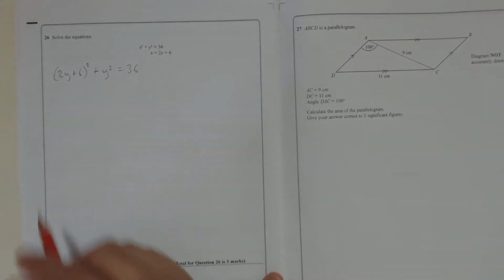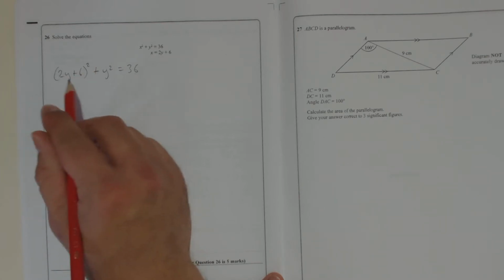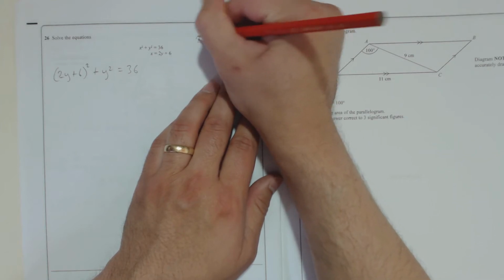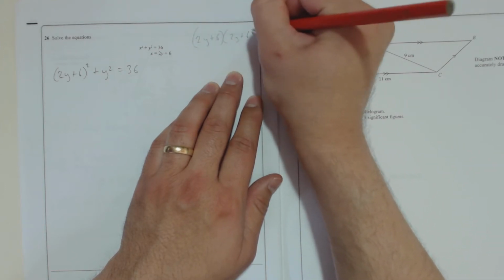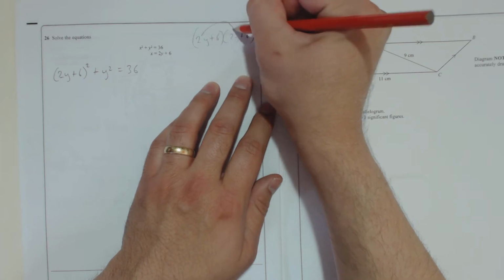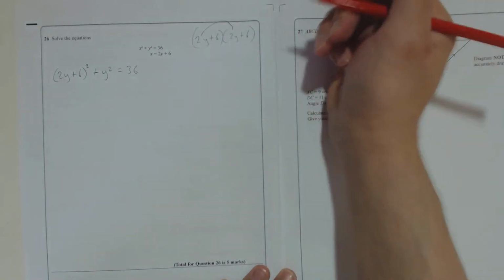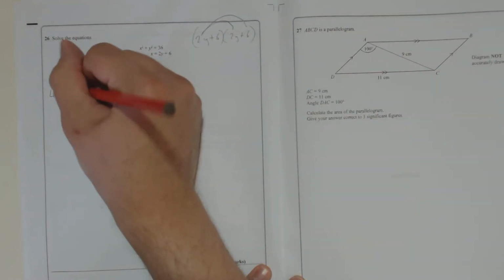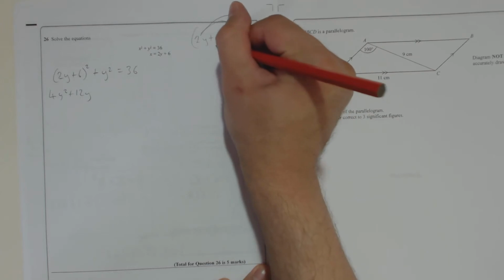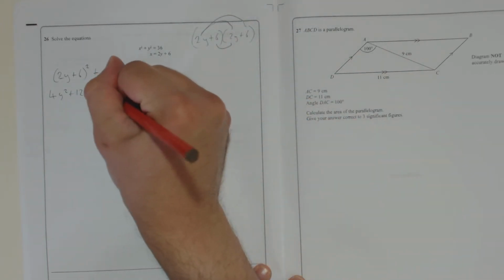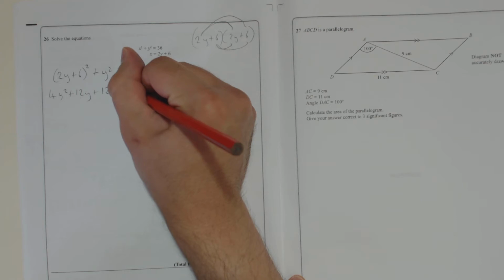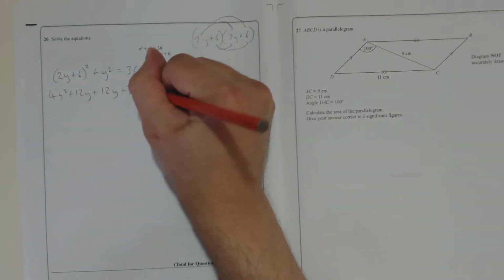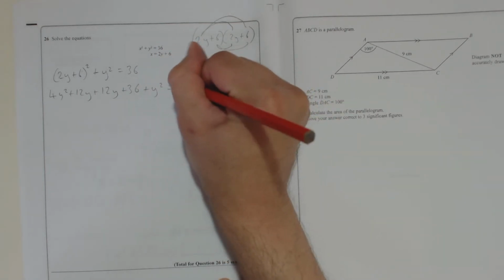Now we need to multiply this out. (2y plus 6) all squared is the same as (2y plus 6) multiplied by (2y plus 6). So use the lobster claw method. 2y times 2y is 4y squared. 2y times 6 is 12y. 6 times 2y is another 12y. And 6 times 6 is 36. So that's that part, and we've still got another plus y squared, and that is equal to 36.